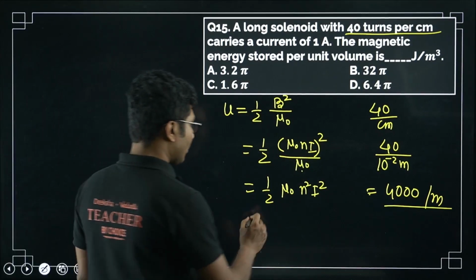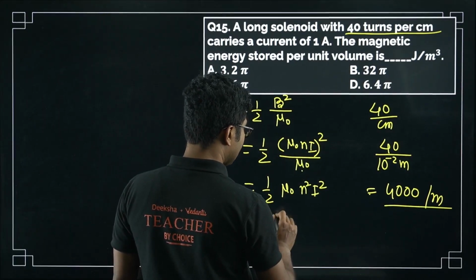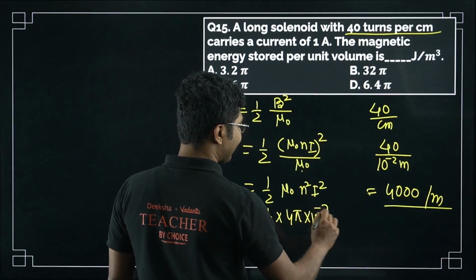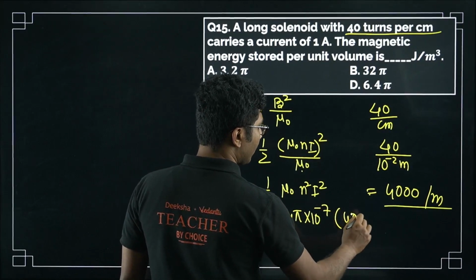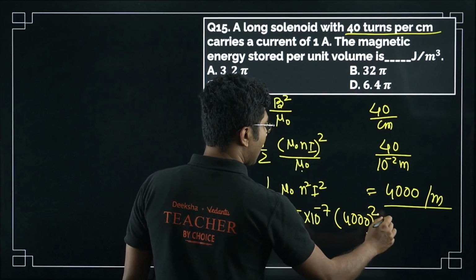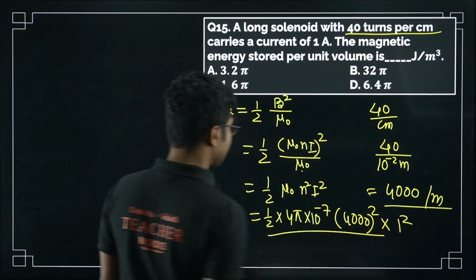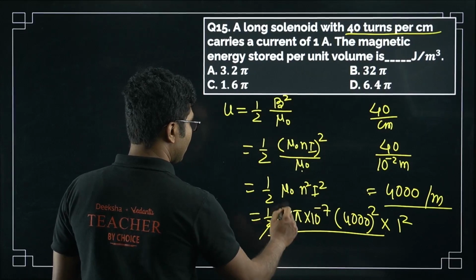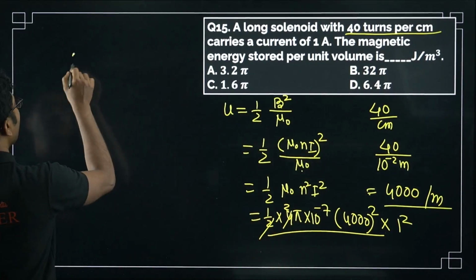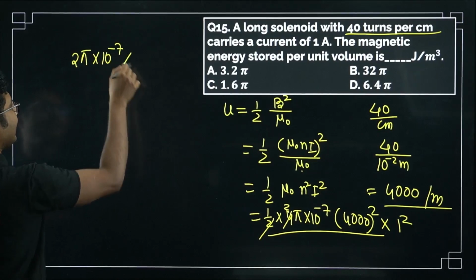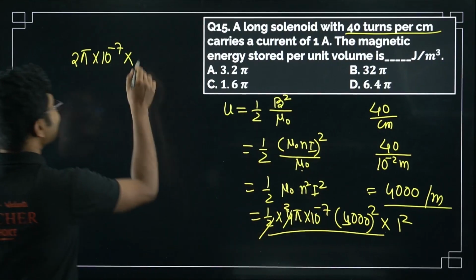Now we have to put the values. What is mu naught? Mu naught is 4 pi into 10 to the power of minus 7. N square is 4000 whole square. I square is 1 ampere, so 1 square. Now we have to simplify this. So you can cancel this. It will be 2 pi. So 2 pi into 10 to the power of minus 7 into 4 square is 16.